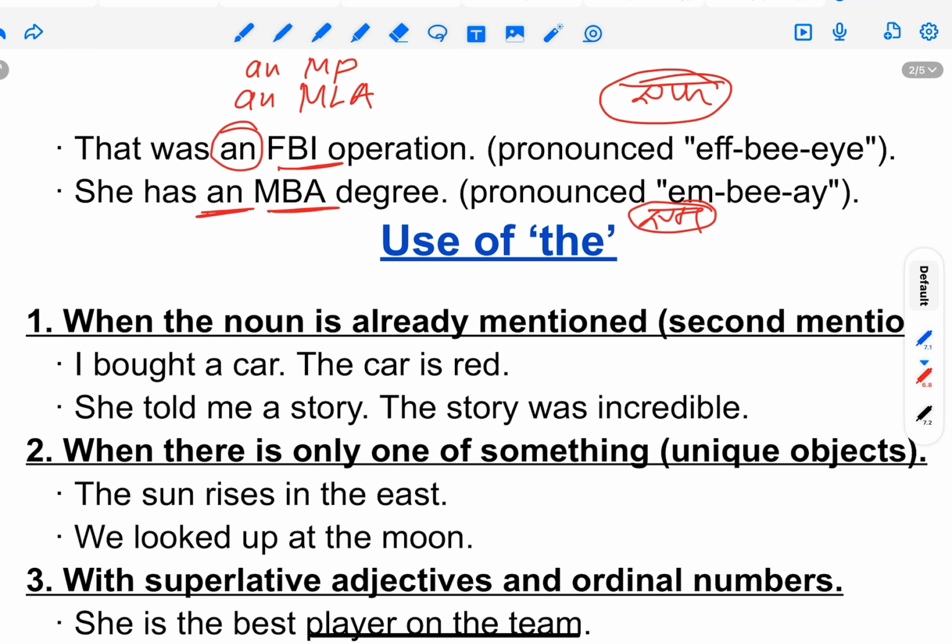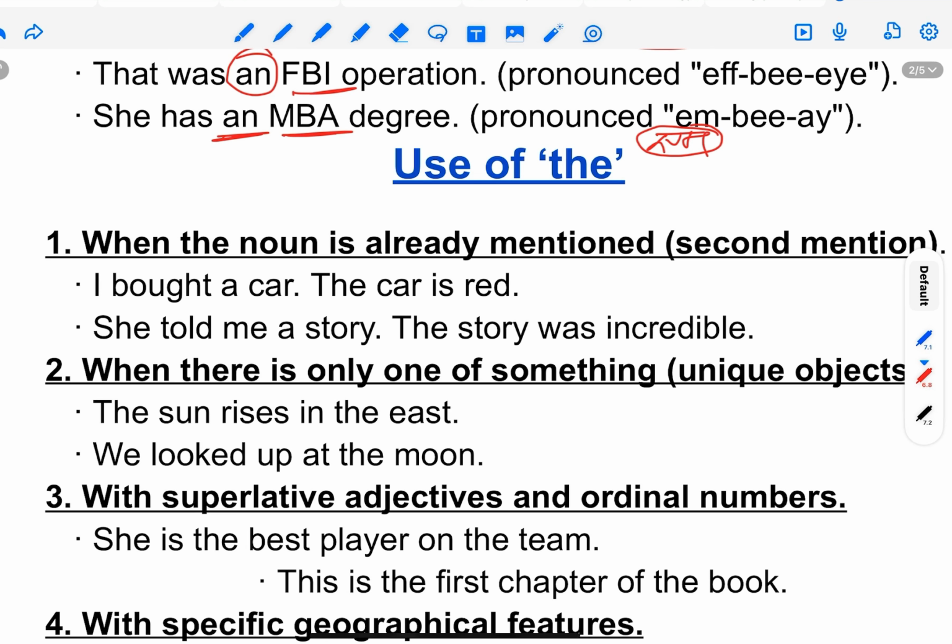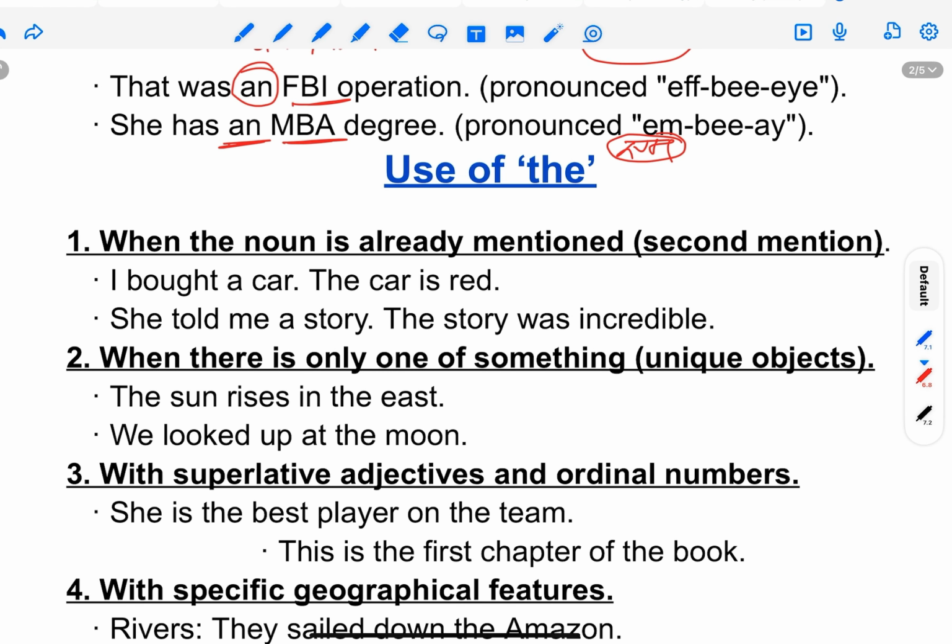Now let us see the rules for the definite article the. The very first rule is that the is used when we refer to an object a second time, when the object has already been mentioned and is mentioned again. In that situation we use article the. For example, I bought a car. This is the first reference. When it is referred to again, we use the: the car is red.